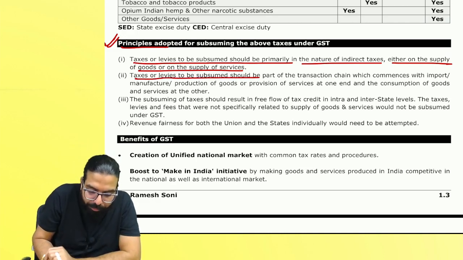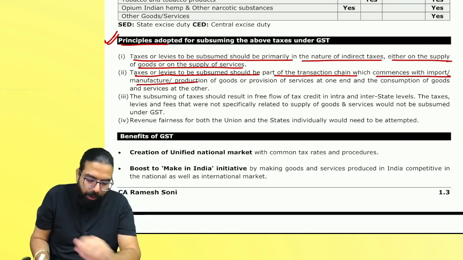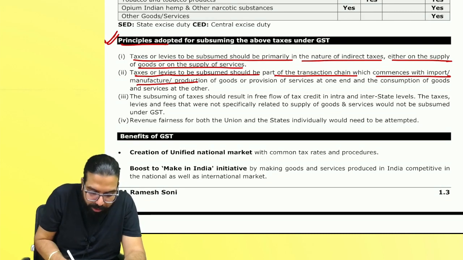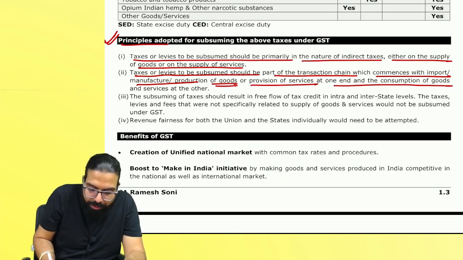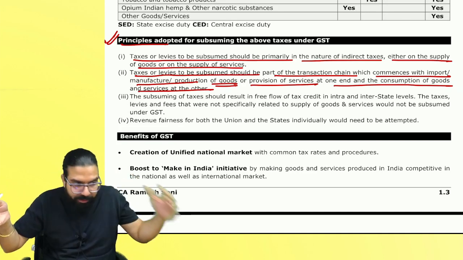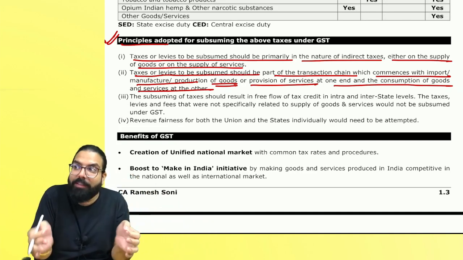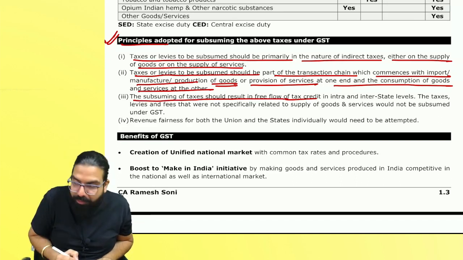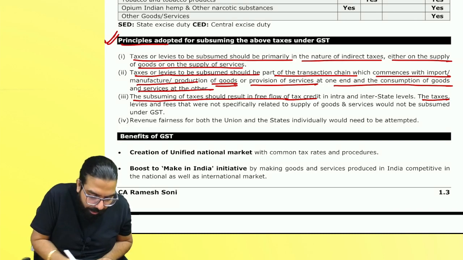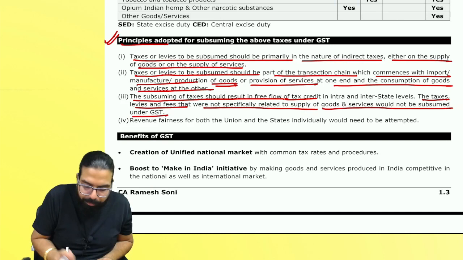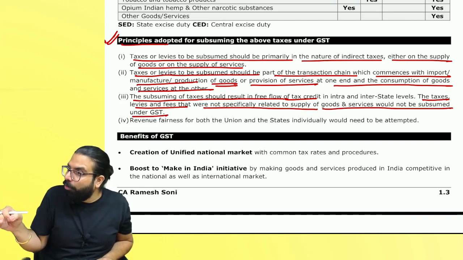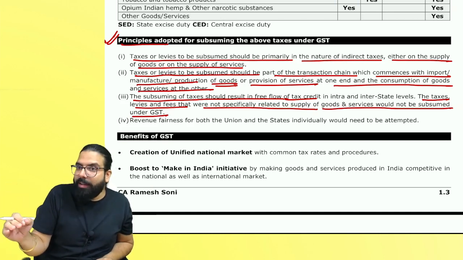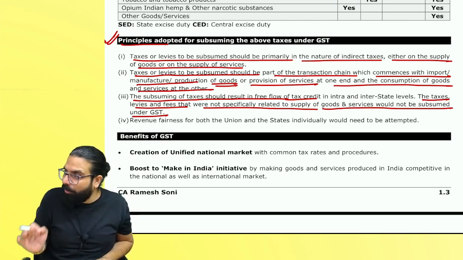Secondly, taxes or levies to be subsumed should form part of what? Transaction chain, which commences with import or manufacture or production of goods or service at one end and consumption at the other end. From manufacturing till consumption, whatever taxes were there, they subsumed those taxes. Correct or not? The next one, the subsuming should result in what? Free flow of credit. The taxes and levies that were not specifically related to goods and service were not subsumed under GST. And because of the subsuming of taxes, free flow of credit is going to happen.